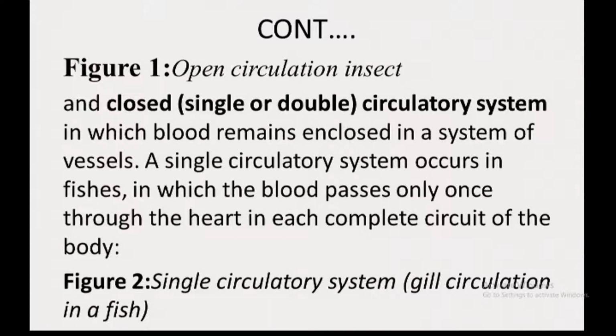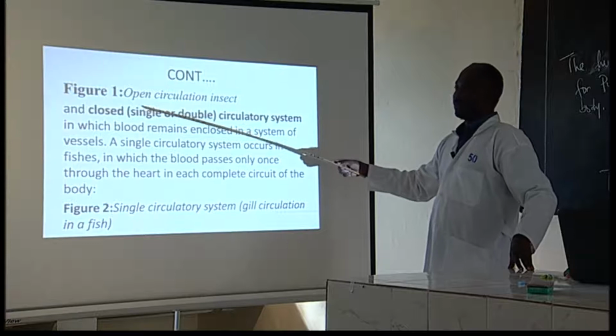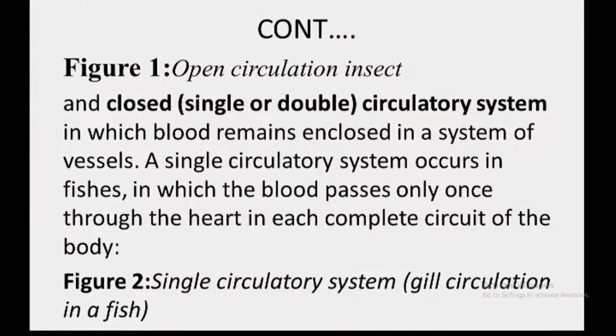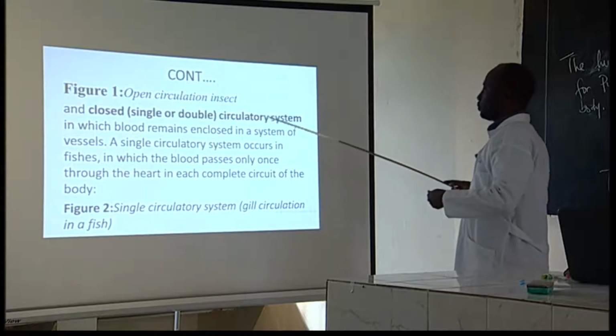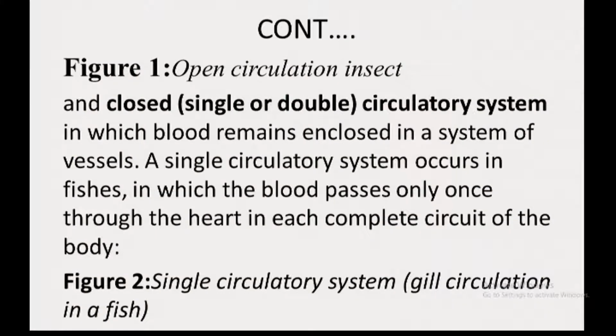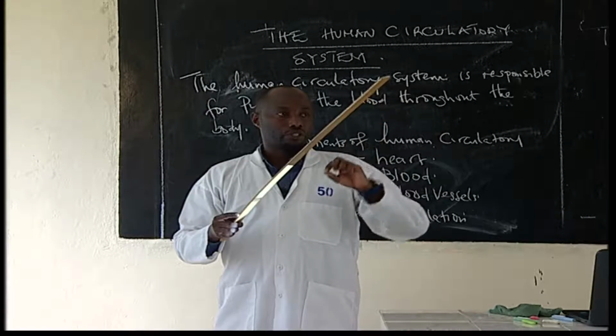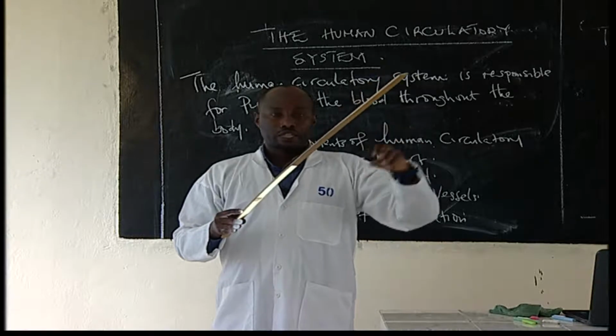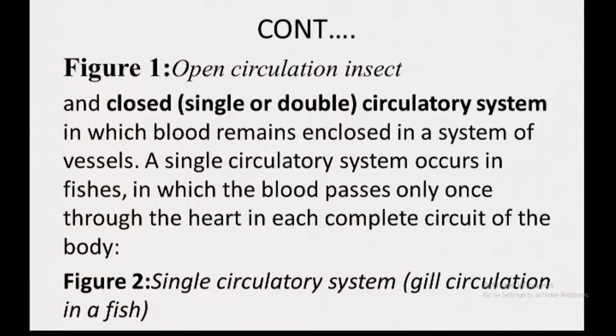Let's talk about the closed circulatory system. In a closed circulatory system, we have two types. Think about it, and in a short time, give me those two types of closed circulatory system. We have a single circulation and a double circulation. It is a circulatory system in which the blood remains enclosed in a system of vessels. The blood must be enclosed in vessels, not in direct contact with the body cells as in the open circulatory system.